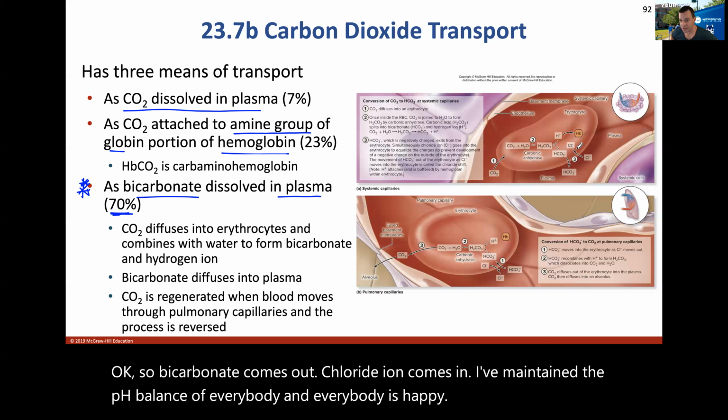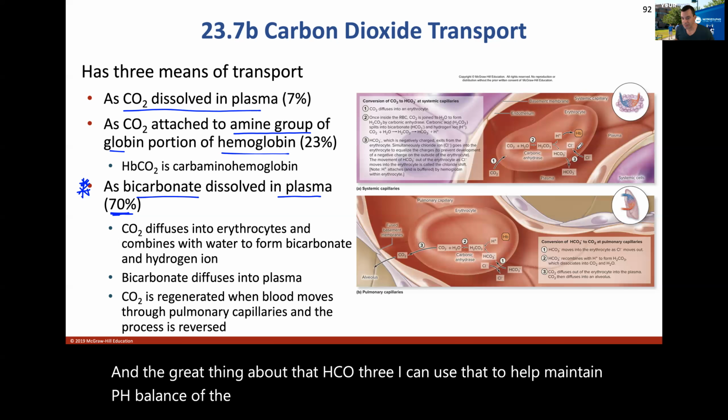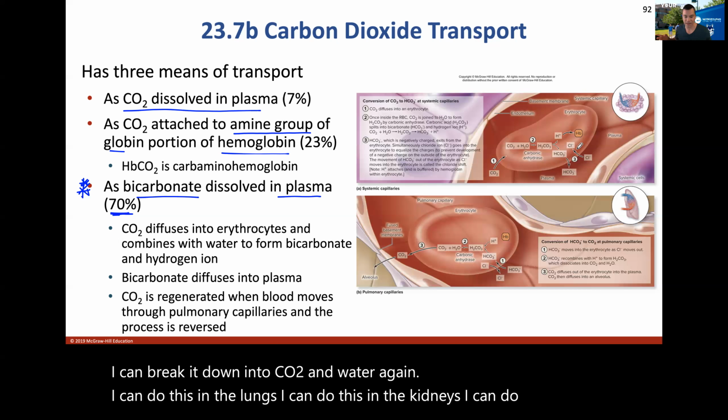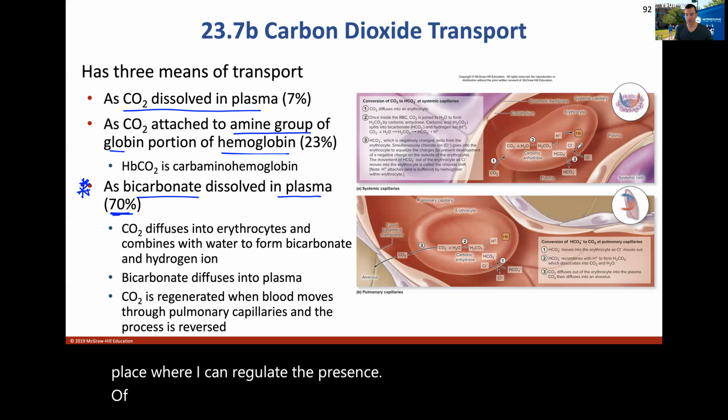And the great thing about that, HCO3, I can use that to help maintain pH balance of the fluids. I can break it down into CO2 and water again. I can do this in the lungs. I can do this in the kidneys. I can do this any place where I can regulate the presence of stuff, the lungs and the kidneys.